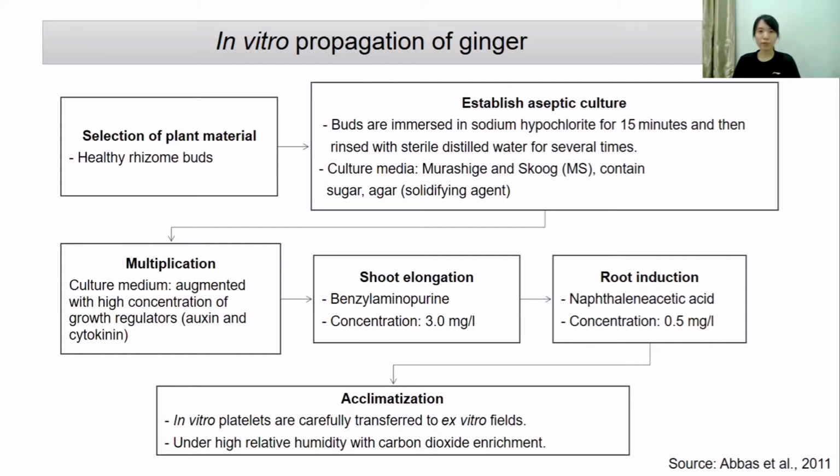In culture establishment, Murashige and Skoog (MS) media is prepared. This media contains sugar and agar. MS media is also supplemented with 3 mg per liter benzyladenine and 0.5 mg per liter naphthalene acetic acid for rapid multiplication rate of ginger. After transplanting, the in vitro plantlets are acclimatized under high relative humidity with carbon dioxide enrichment to produce plantlets with vigorous shoot and root system.